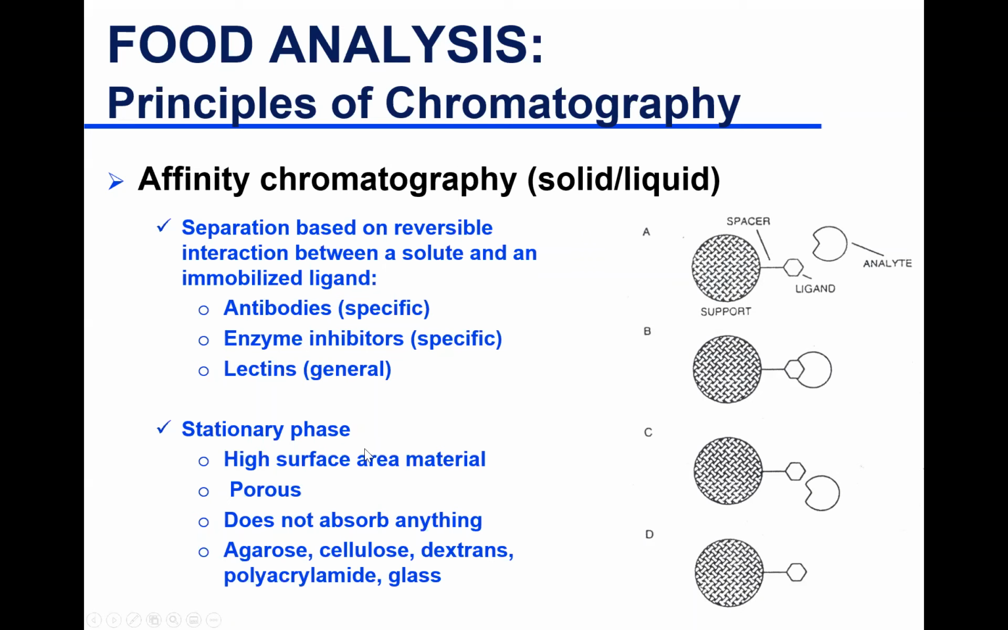So your stationary phase would have a high surface area so that you can have many ligands attached to it, so you can increase the capacity. It's porous to allow space for large molecules, and it does not absorb anything, so it's inert. What we usually choose for this is agarose, cellulose, dextrin, polyacrylamide, or glass, where we attach our ligand. So they're inert, they don't interact with your sample. What you want to interact with your sample is your particular ligand.